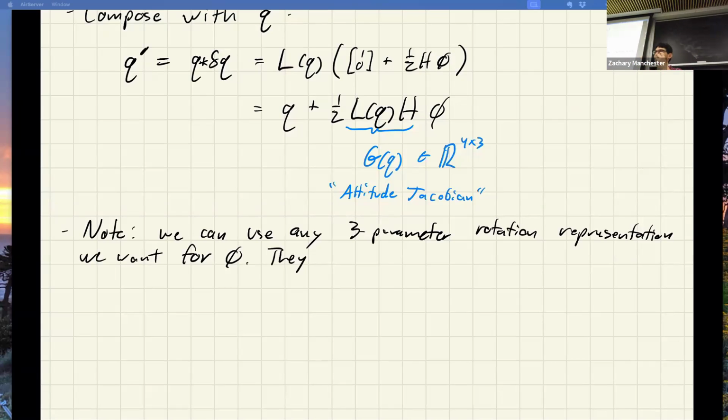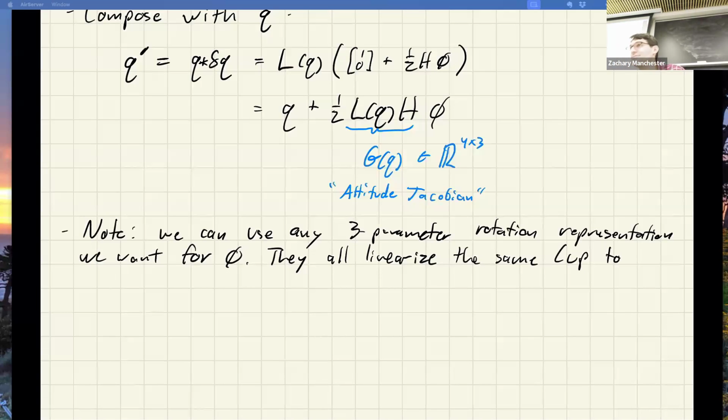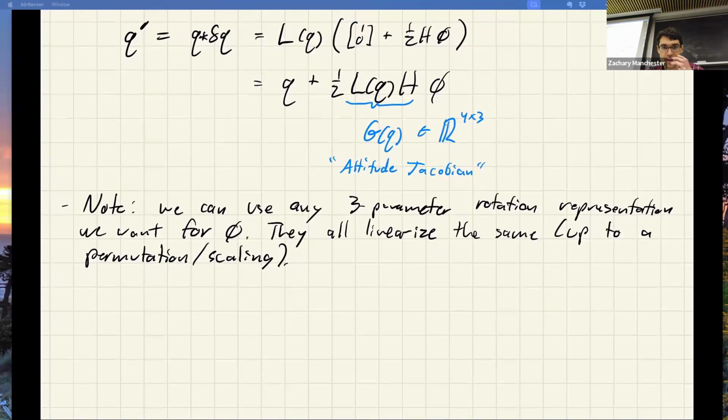I guess you could also decide to use not radians or something weird, right? And then it would have a scalar that you would have to impedance match. So the linearization is the same, up to a caveat: up to a permutation or scaling. Okay, good point.